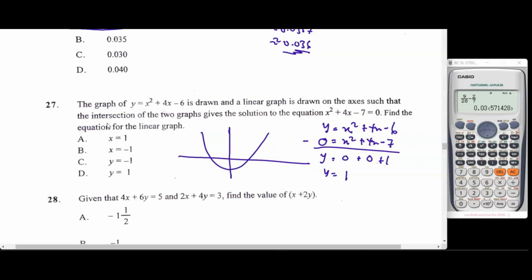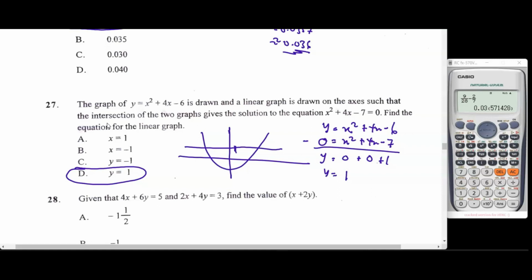So the straight line was this. So 1 will be here on the y-axis. 1 will be there on the y-axis. So therefore, we have it as y equal to 1, which is supposed to be D.